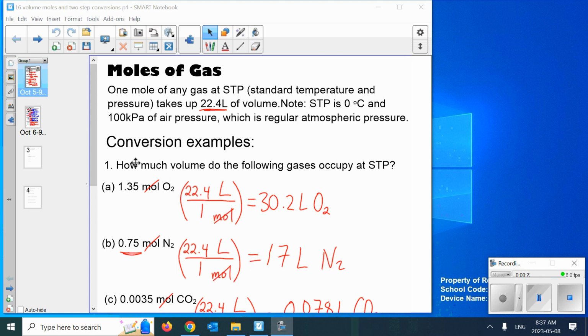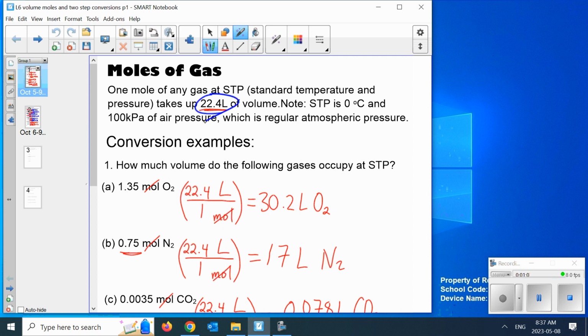All right. First, just a little trip down memory lane here with moles of gas. We talked about last week. So what we were talking about is any gas, and it doesn't matter if it's carbon dioxide, oxygen, whatever. If it's at the standard temperature and pressure, and we're going to assume every question I give is at standard, it takes up 22.4 liters per mole. So this makes life a lot easier.